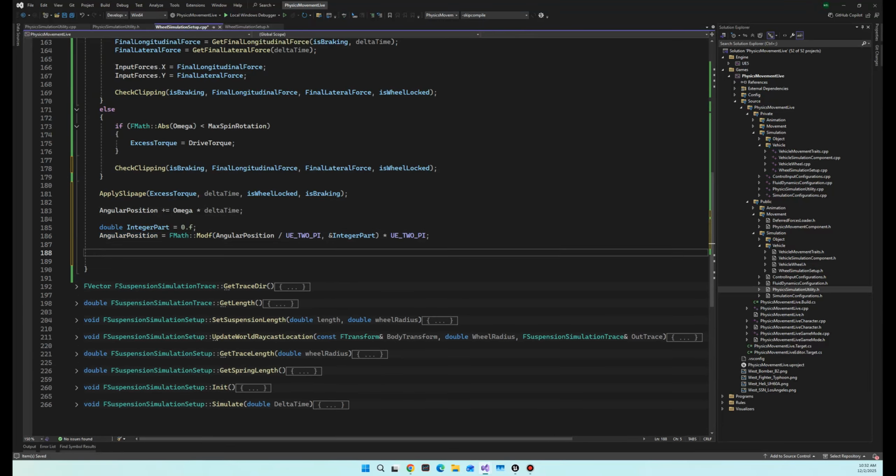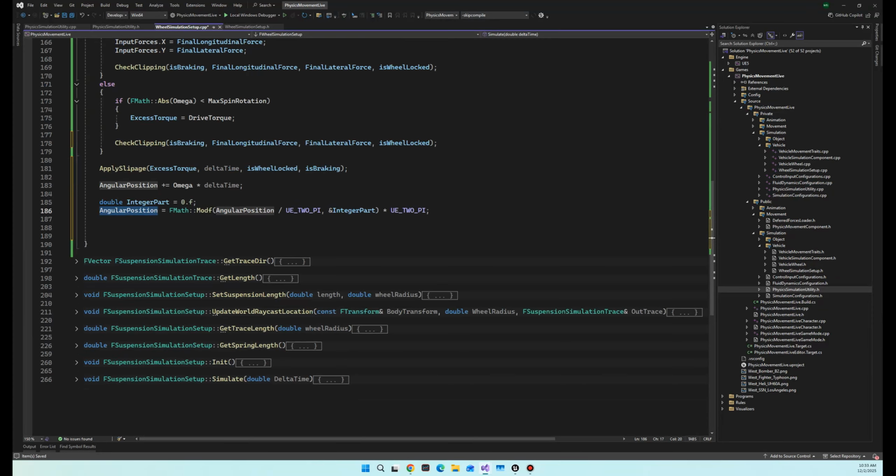And this angular position is mostly for animation purposes. So this is what's going to be used when we send that to the animation engine for skeletals, or if you're doing statics, you would just use that angular position to figure out how far you want to turn that static wheel on your vehicle. Alright, so again, this is just purely for animation purposes.